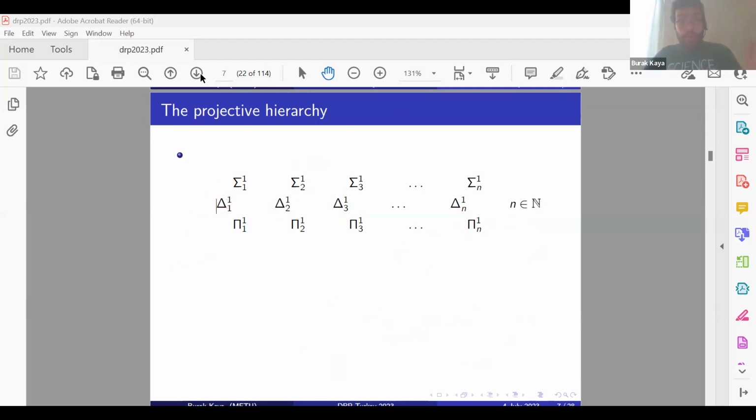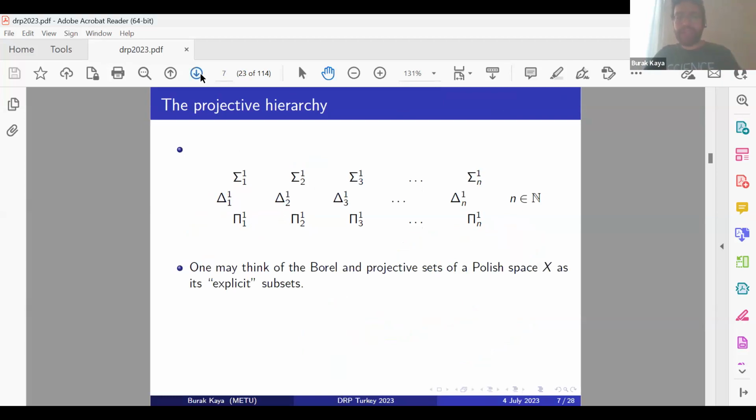Now, one may think of the Borel sets and the projective sets of a Polish space as its explicit subsets, because what I'm thinking is, my Polish space has subsets, but which are the explicit ones? In order to talk about the explicit ones, you have to come up with a notion of explicitness. What do you mean by explicit? You have to tell me what operations I can do. And if you choose just countable unions and complementation as your basic operations, you get Borel sets, starting with the open sets. If you also add projections, then you get projective sets.